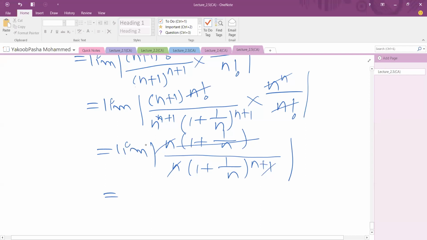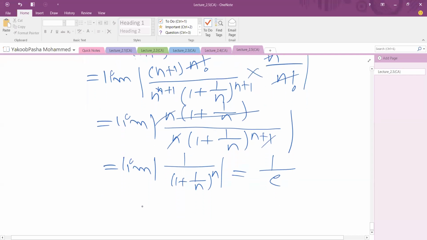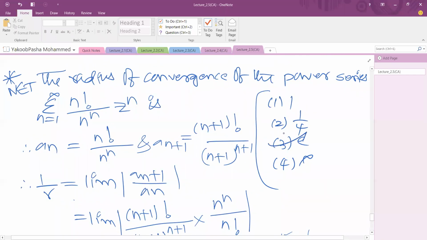So this is equal to the limit of, just writing for clarity, 1 by (1 plus 1 by n) whole power n. This is the formula for e: as n tends to infinity, (1 plus 1 by n) whole power n is equal to e. So this is the 1 by r value. Therefore the radius of convergence is e, and the third option is the right option.